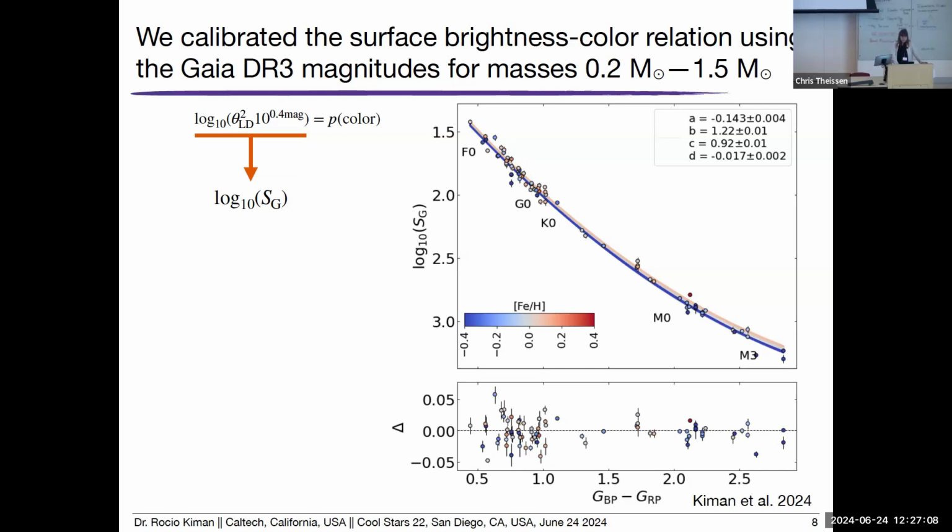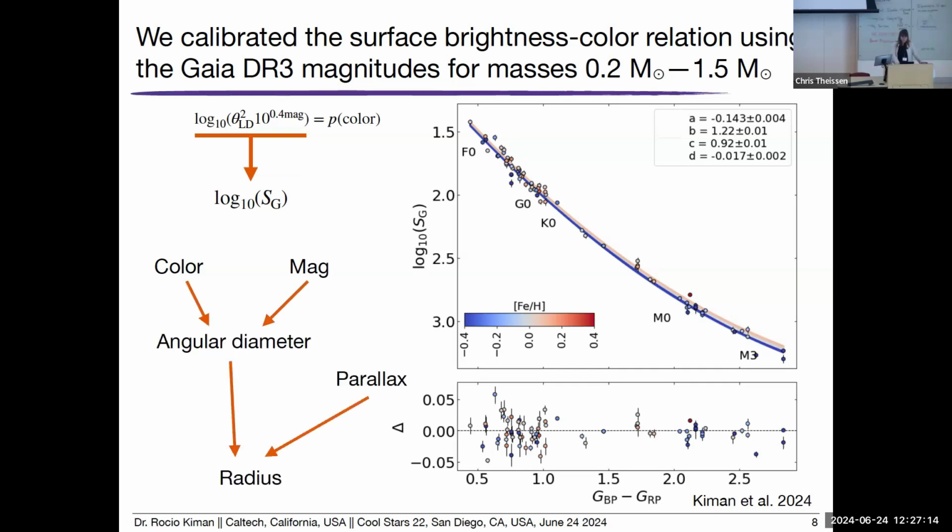So the idea is now, we have a color and a magnitude from Gaia. We can estimate an angular diameter, and combining that with a parallax, we can estimate a radius for anything that has color, magnitude, and parallax from Gaia. In particular, this relation was calibrated for the mass values that I just told you. So what we did was to use this radius to estimate the radius inflation problem on M dwarfs.